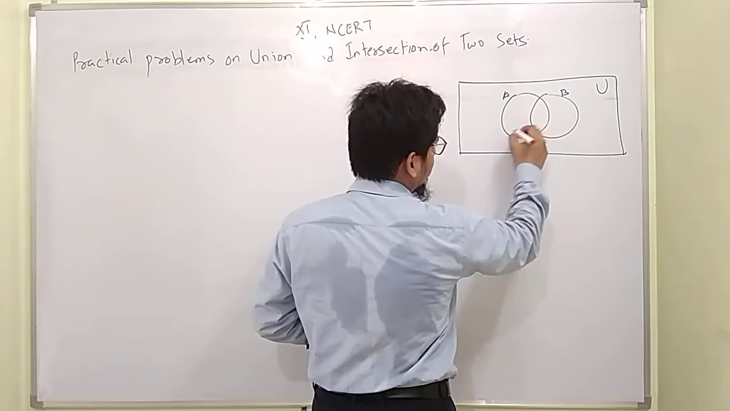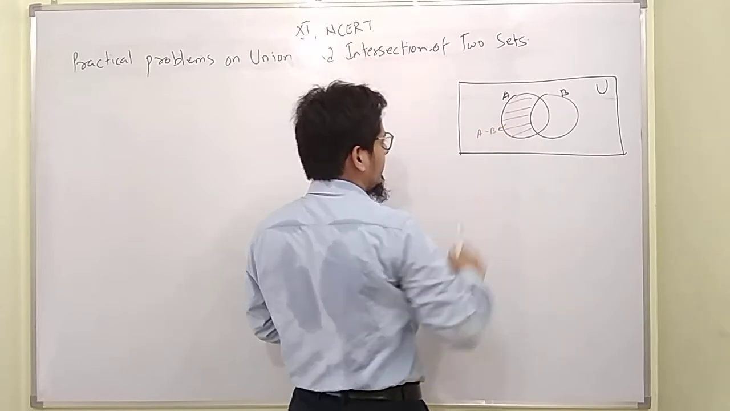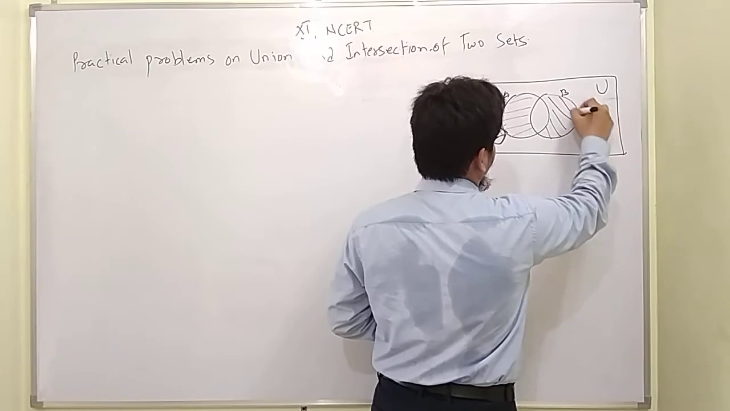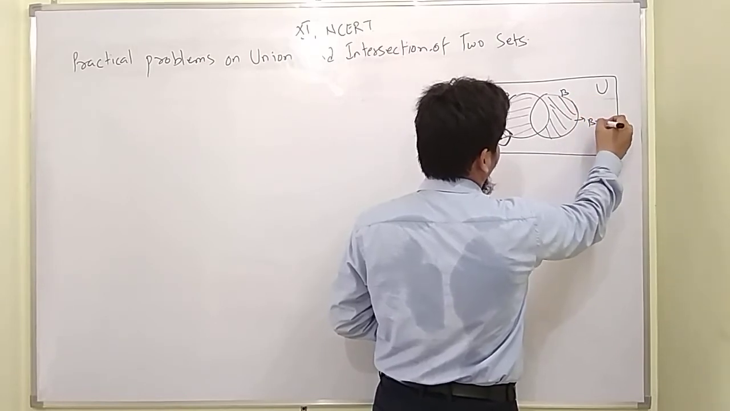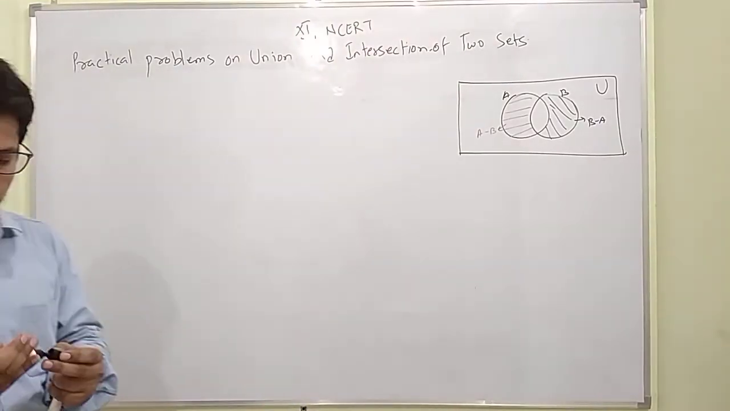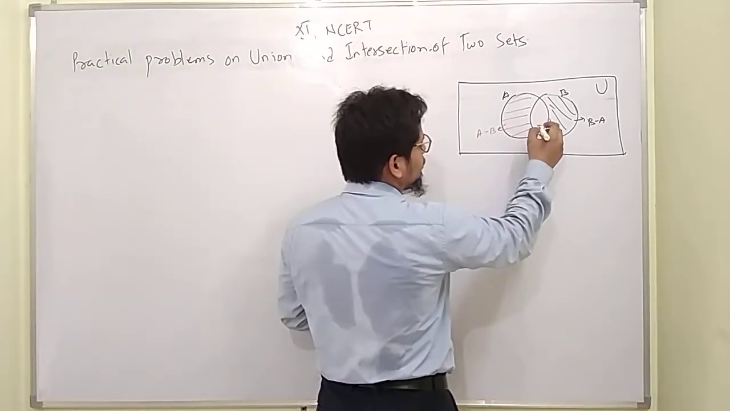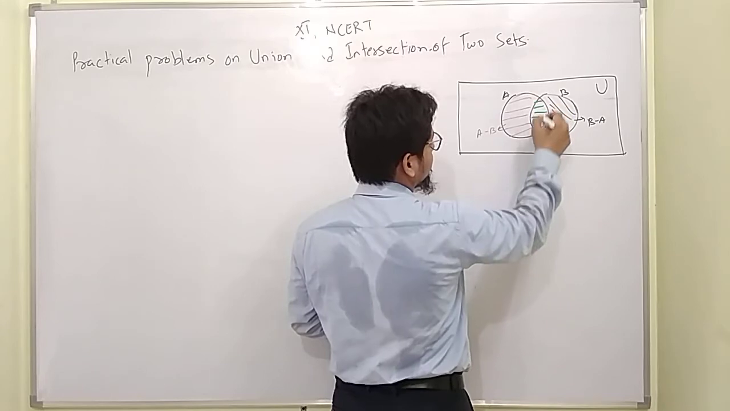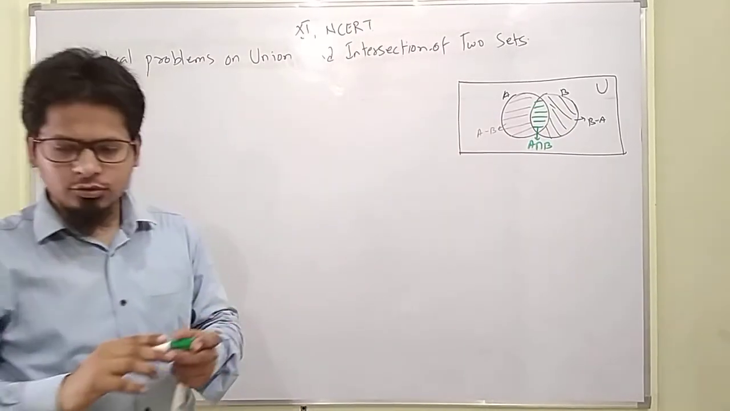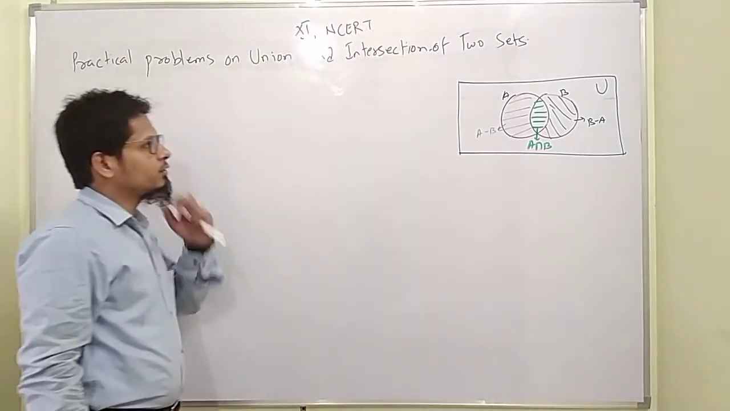This region is representing A minus B, and this part is represented by B minus A, and the middle part is A intersection B. This whole portion is A union B. Okay class, so you also draw this figure. Now you see some results.